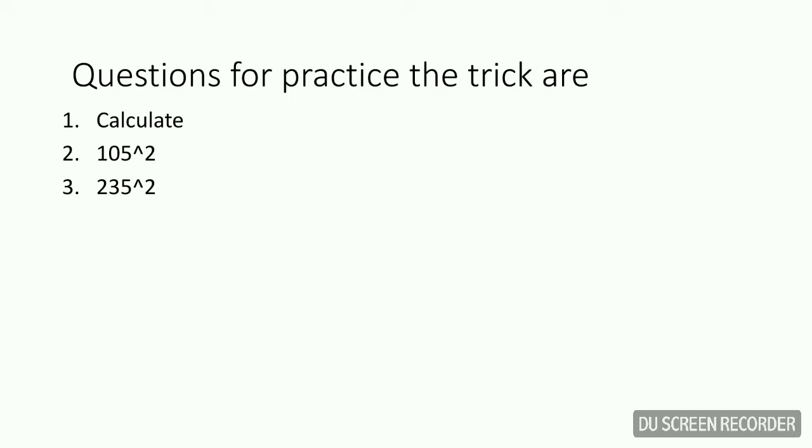Now I have given you the trick. Now it is very necessary that you should practice those tricks. If you do not practice, then you will forget. Just two examples: calculate 105 square and 235 square simply by this trick, and then compare it by calculating such a number's square in your calculator.